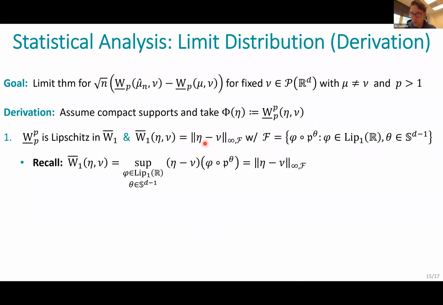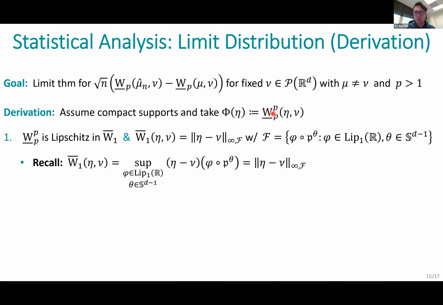Okay. Right. So if you look at basically phi at eta 1 minus phi at eta 2, absolute value, you can control it by the sup norm of eta 1 minus eta 2. Okay. Do you need to take a square root of p, or you don't need? Sorry. It's the p-th power of the slice. Yes, so I'm using the p-th power now.